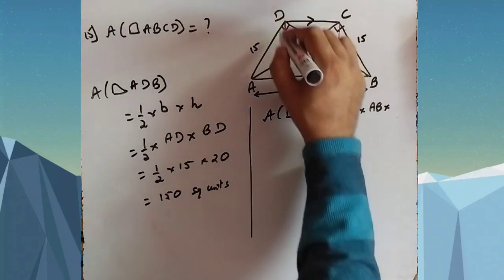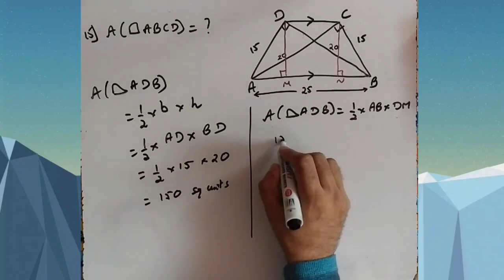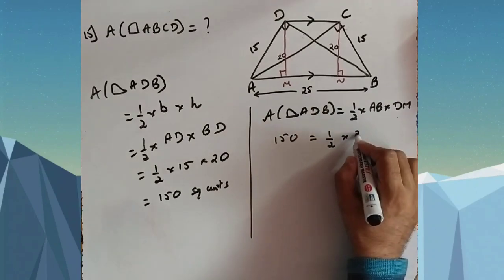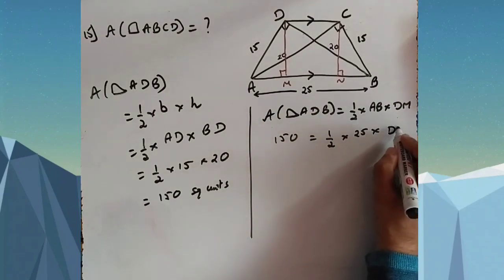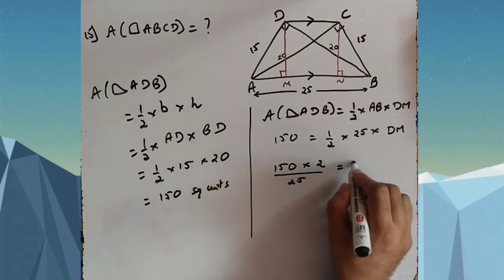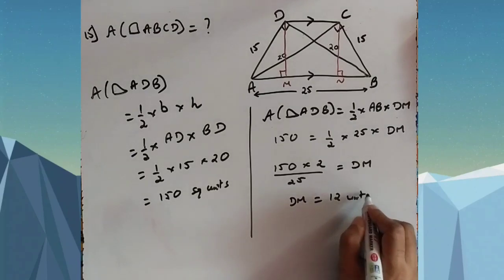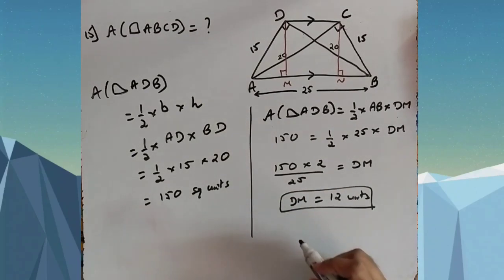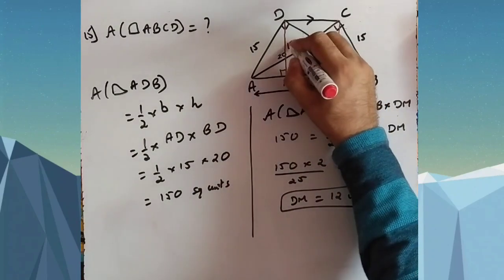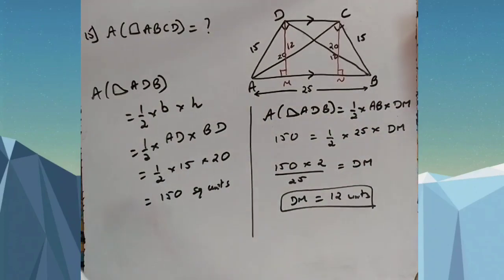Again, let's apply the area of triangle ADB formula, but this time base we will take as AB and height we will take as DM. The area we have already found out, 150, is equal to half into base AB which is 25, into DM. Cross multiplication will give us DM is equal to 12 units. So we have found the height DM as 12. Similarly, height CN is also 12.